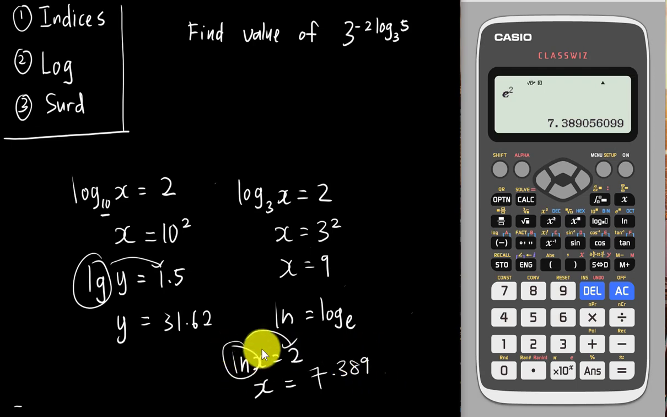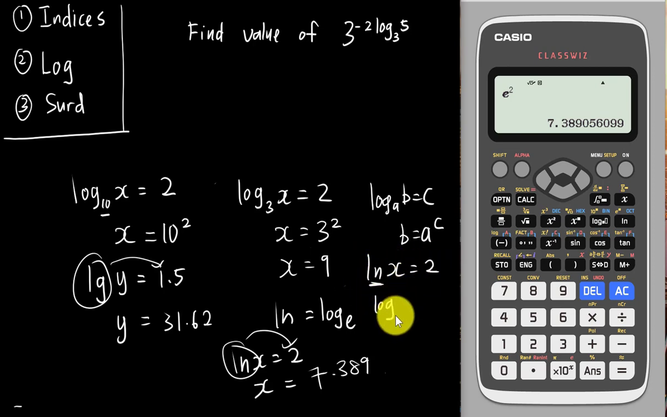And why will the calculator tell you e? If you understand log, something like log base a of b equals c, then b equals a power of c. This is the law of log. So if you have ln x equals 2, and ln, like what I said, is basically log base e, so log base e of x equals 2, then x will equal e power of 2. So it makes sense. This is the reason why the calculator tells you e power of 2 here.